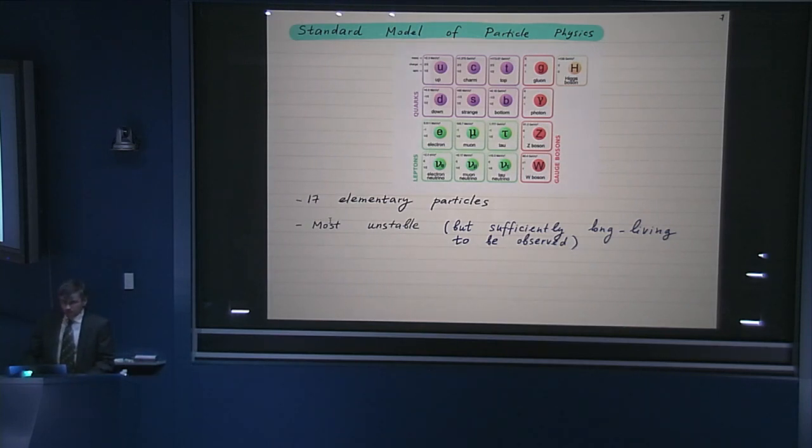Another feature of this table that we will contrast with the later bootstrap scheme is that we don't conceive of this table nowadays as inevitable. It's a bit of a piecemeal table, meaning that some of these particles, if you were to remove them from the table, the theory would still make sense. For example, there are the muon and muon neutrino. We could just remove them and the theory would still be okay. It would be a slightly different world, but it would still be consistent.